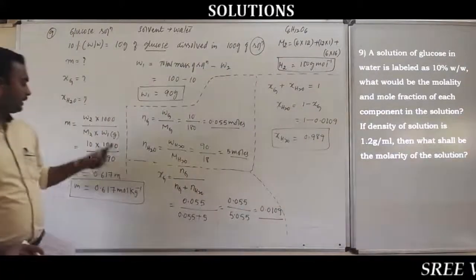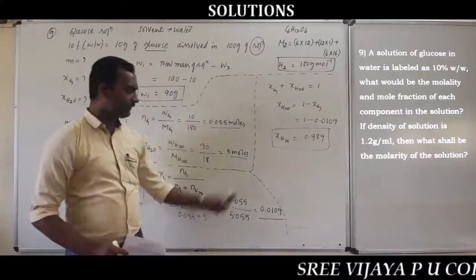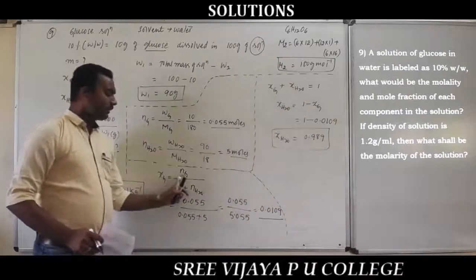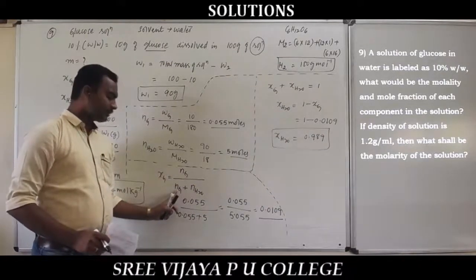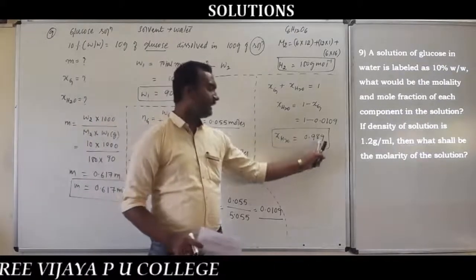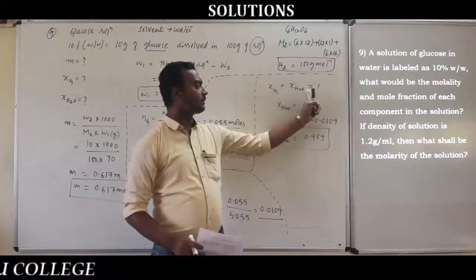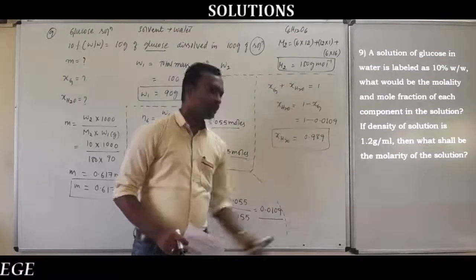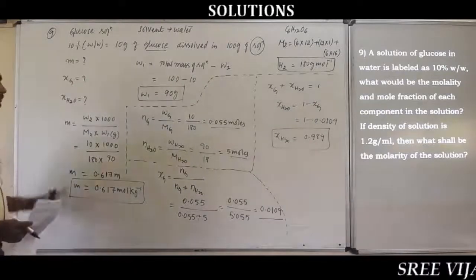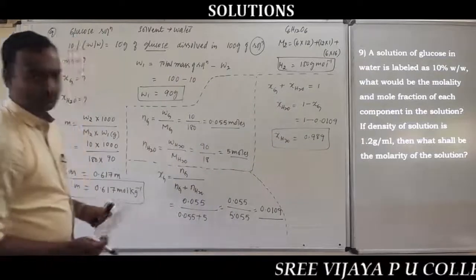So here we have calculated the molarity and the mole fraction of glucose. This can also be found another way. To find the mole fraction of water, it is the number of moles of water divided by the number of moles of glucose plus the number of moles of water. Calculate that and you get the same value, 0.989. Or you can use the simple formula: the sum of the mole fractions of all the components is equal to 1, and calculate the mole fraction of the other component. That's about the mole fraction of each component and the molarity. Just write down, I will calculate the molarity also.